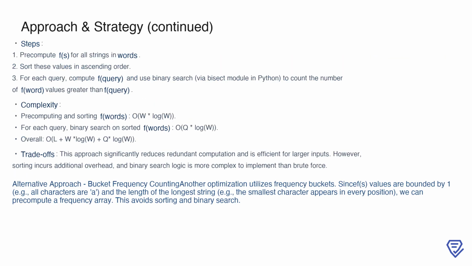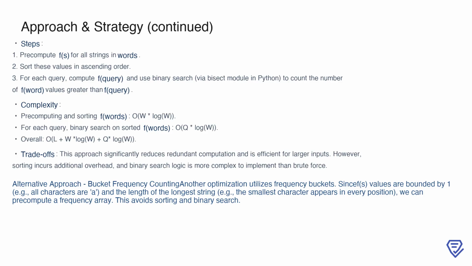Now, in the optimized approach, we focus on pre-computing and sorting to reduce redundant computations. First, we calculate the word values for all strings in the words list and sort these values in ascending order. Sorting ensures that we can use binary search to quickly determine how many word values are greater than a given query. For each query, we compute the query value and use binary search, provided by Python's bisect module, to efficiently count the number of words with word value exceeding the query value. This reduces the comparison step significantly.